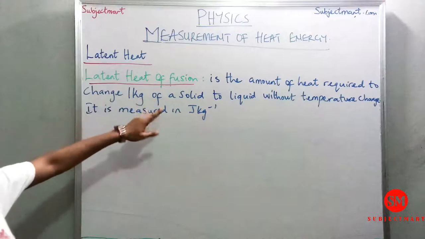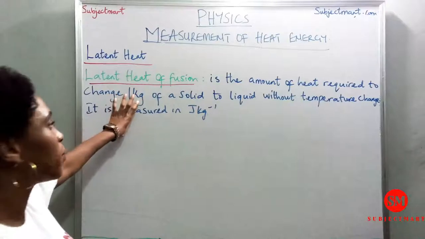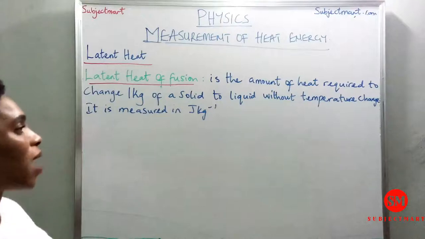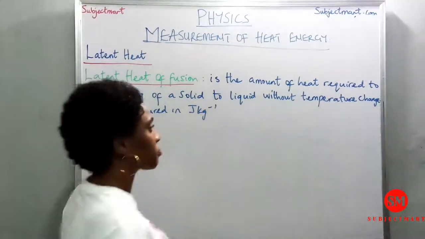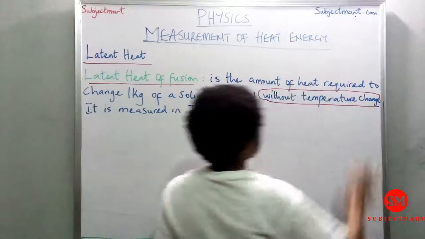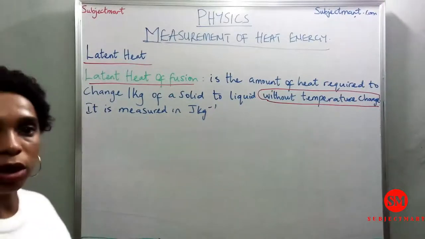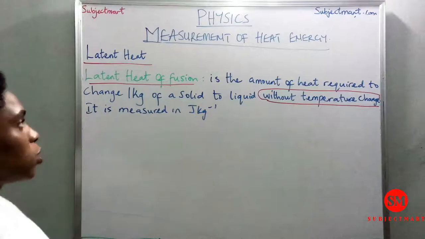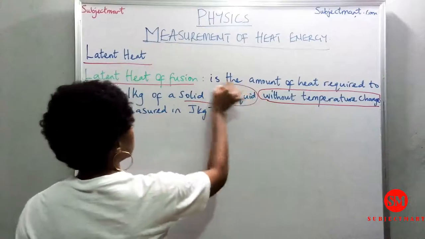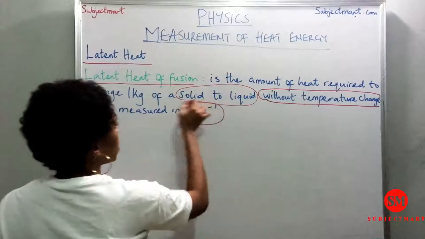Now, latent heat of fusion is the amount of heat required to change 1 kilogram of a solid to liquid without, take note, without change in temperature. So the quantity of heat required to change a body from solid to liquid is what we call latent heat of fusion. Take note, solid to liquid. And the unit is joules per kilogram.